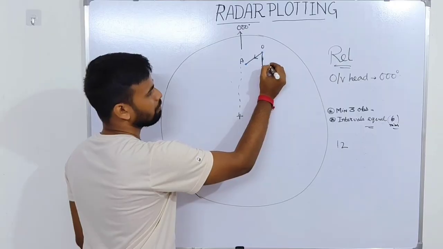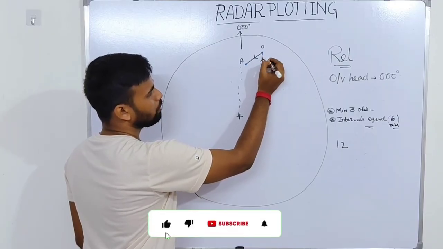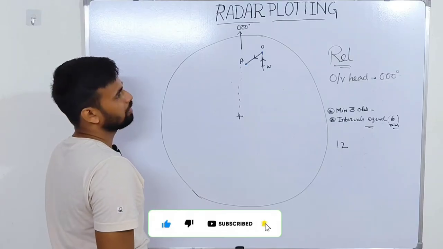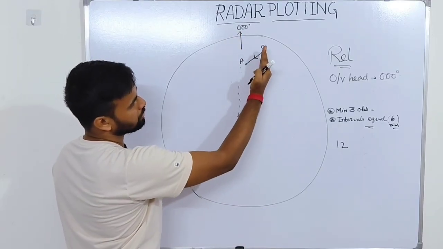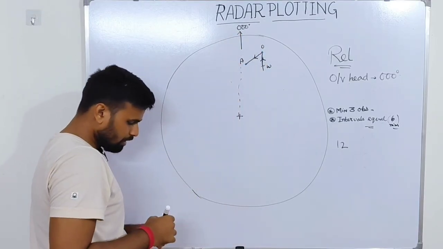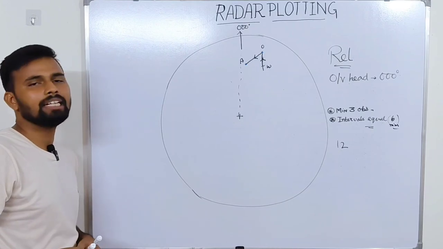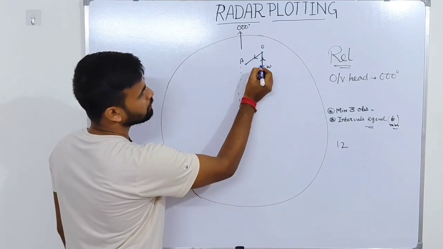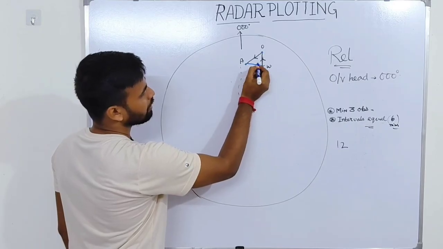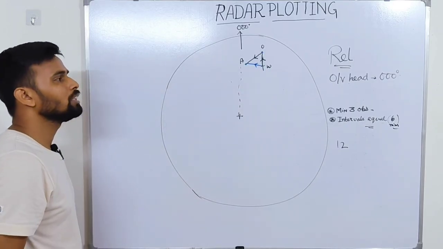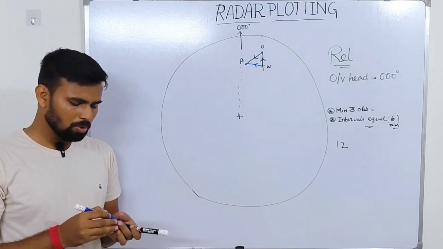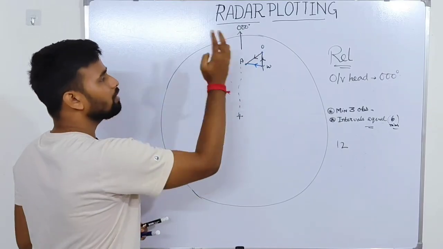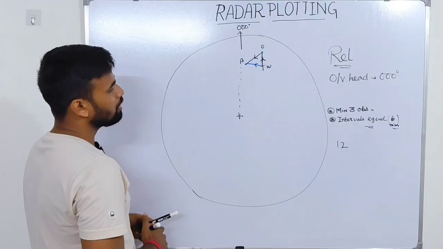So this is W, and WO is the course and speed of our vessel. We just shifted this 000 to here. Now what we do, we join the W to A. W to A, not A to W. So we join this line. This WA is the true course and speed of the target vessel. So we found all these three things.